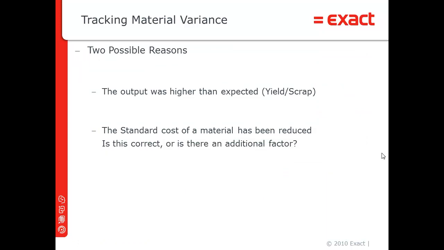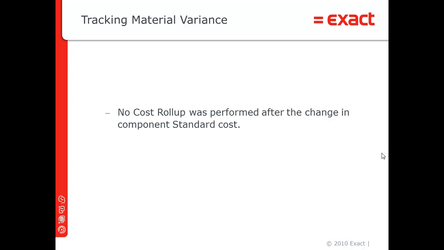One is that the output was higher than expected, might be due to yield and scrap. The second would be that the standard cost of the material has been reduced. Is this correct, or is there an additional factor? Well, if no cost roll-up was performed after the change in the component standard cost, then you may have your answer right there.